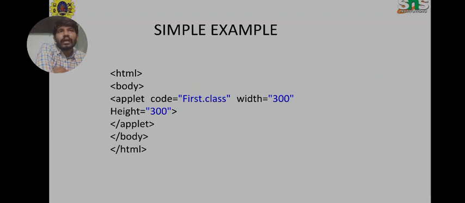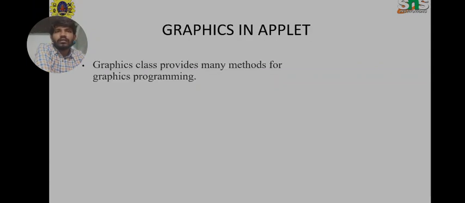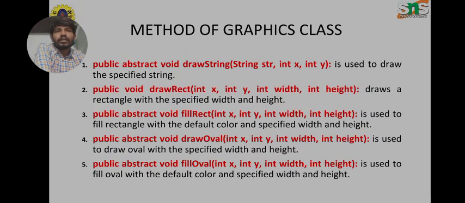So graphics in applet: the Graphics class provides many methods for graphics programming. It gives different kinds of programming for graphics. The methods of the Graphics class: first one, public abstract void drawString, with a String str and int x, int y. It is used to draw the specified string.